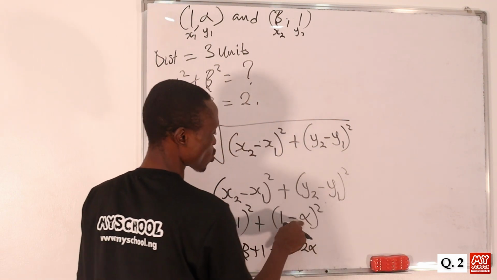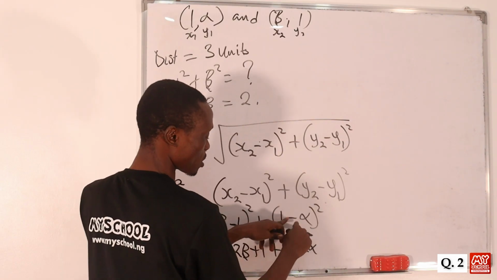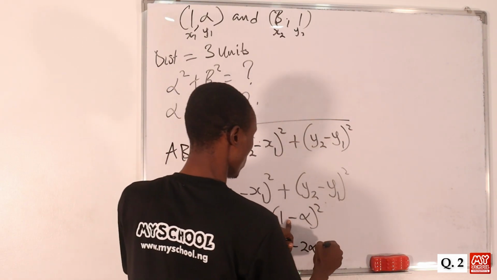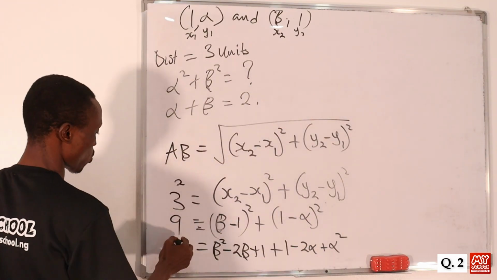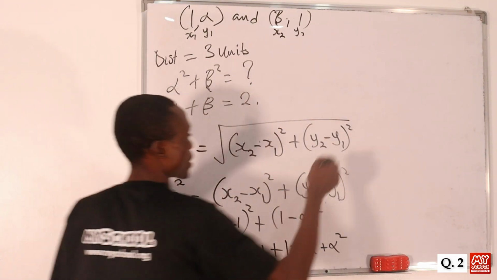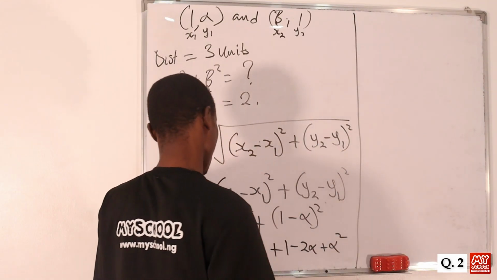Then we square the minus alpha. So if we take the square of minus alpha, that will give us plus alpha square. Okay, so all of this is equals to 9. So let's tidy up this part. So let's continue from this part of the board.